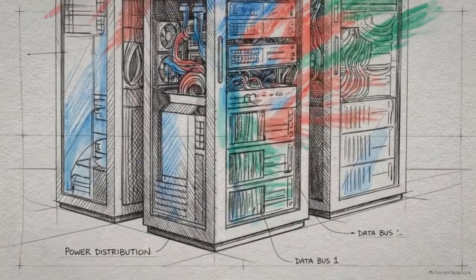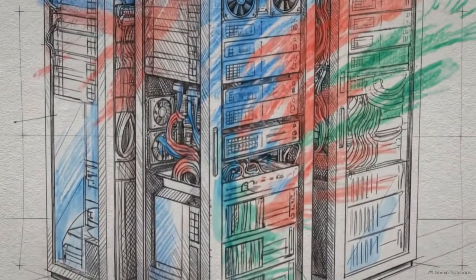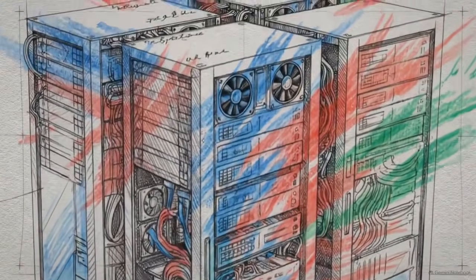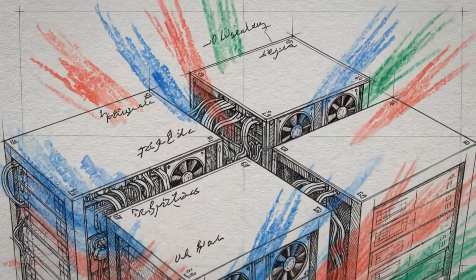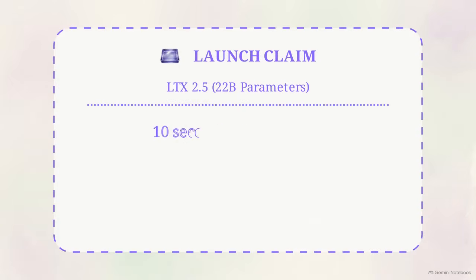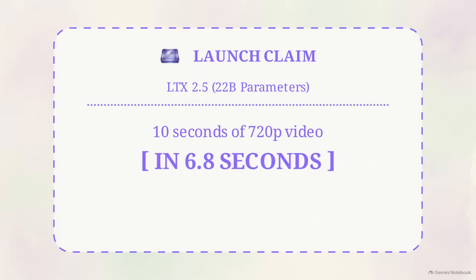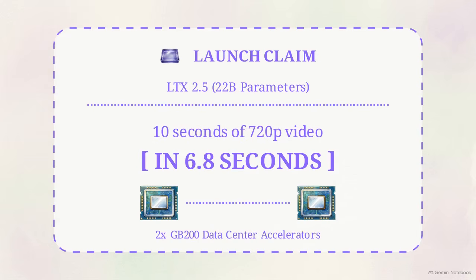When LTX 2.5 shipped on August 11th, the headline numbers required massive enterprise compute. The developers demonstrated the 22 billion parameter model, rendering 10 seconds of 720p video in 6.8 seconds, a benchmark achieved on a pair of high-end GB200 data center accelerators.